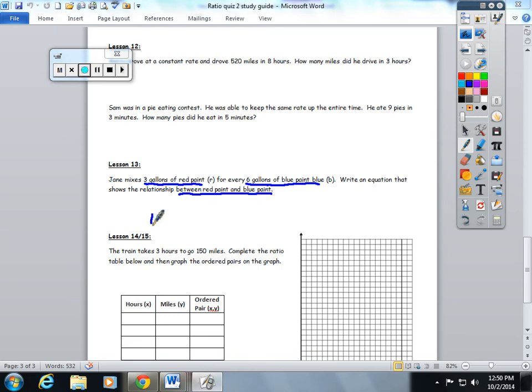We did R times 2 equals B. R is 3 for red, times 2 and B equals 6. Next, we did B divided by 2 equals R, so 6 divided by 2 equals 3.